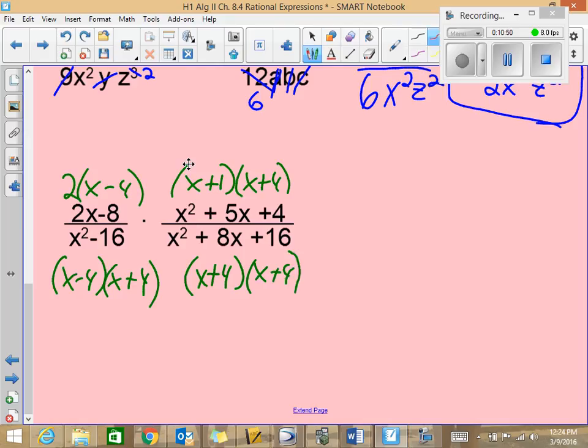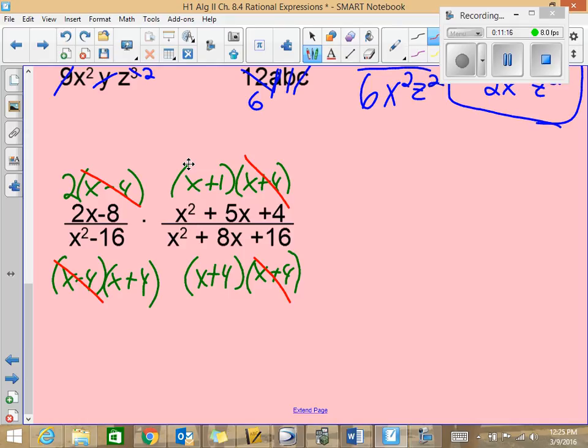Okay, so one thing that we talked about a little bit on homework: if you only have 1 on the top, it can only cancel with 1 on the bottom and vice versa. So even though we have 3 x plus 4s on the bottom, we only have 1 on top. So that one can only cancel with 1. Okay? Then we have an x minus 4, so that cancels with x minus 4. And that's it. Do I agree with that?